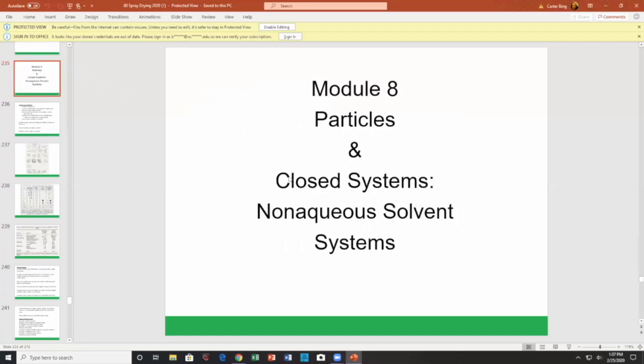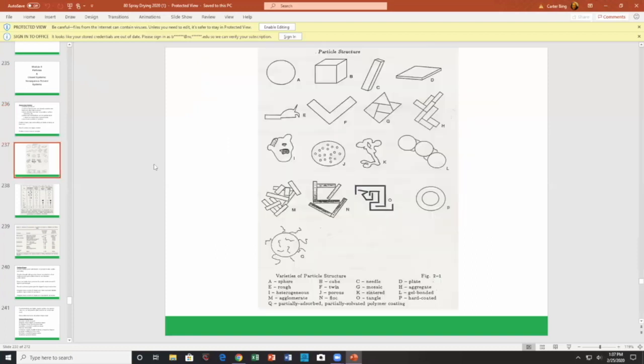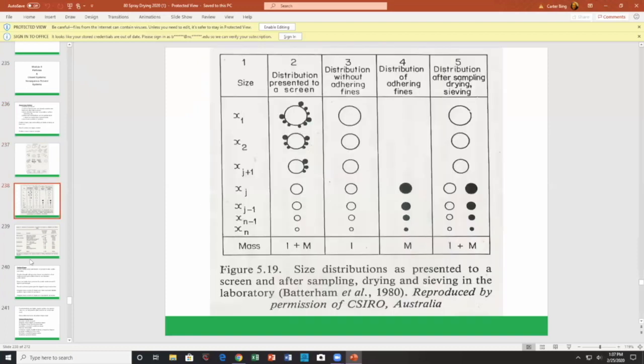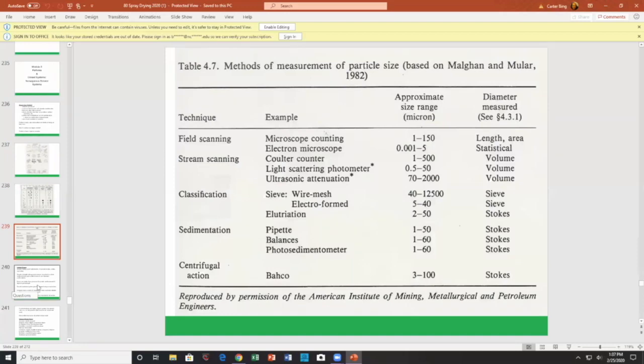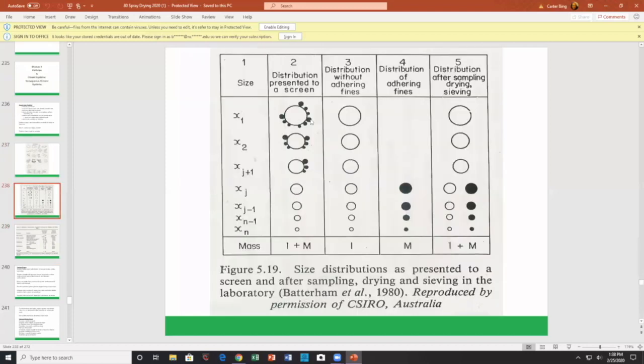Anyway, particles, closed systems, and non-aqueous systems. About your particles, what do you have? I've gone through this with my crushing and grinding. An assortment of particles. I like this one. I have this particle distribution, and when I lose my static charge, they fall off.